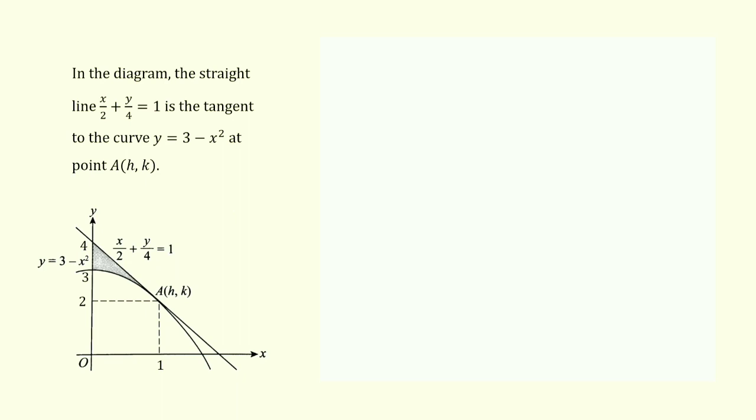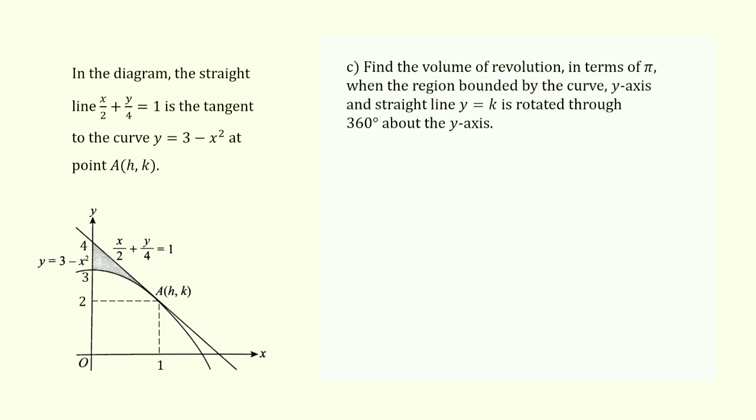Finally, the last question asks us to find the volume of revolution in terms of pi when the region bounded by the curve, y-axis and straight line y equals k, which is this green area right here, is rotated through 360 degrees about the y-axis. The formula for this is pi times the integral from a to b of x squared dy. This formula is derived similarly to what we explained before, in which we divide the region under the curve into infinitesimal strips.